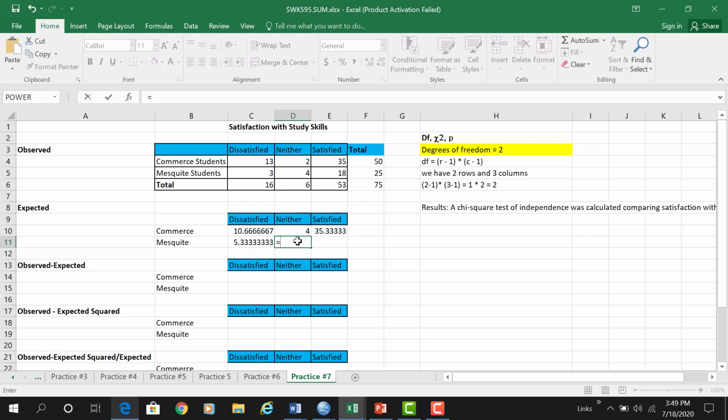Same thing here, equals, open parentheses, total column for neither times total row for Mesquite students divided by the total number of students. So equals, open parentheses, total column for satisfied times row total for Mesquite students divided by the total number of students. And that's how we get our expected. So now we have our expected values.